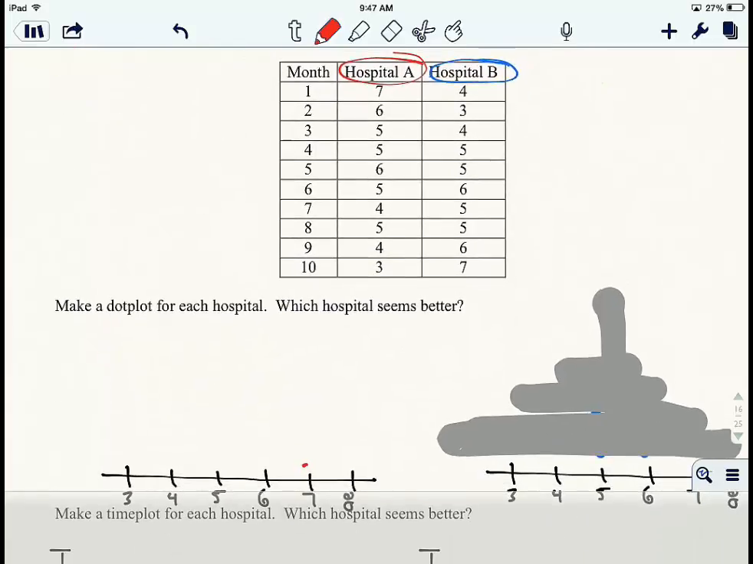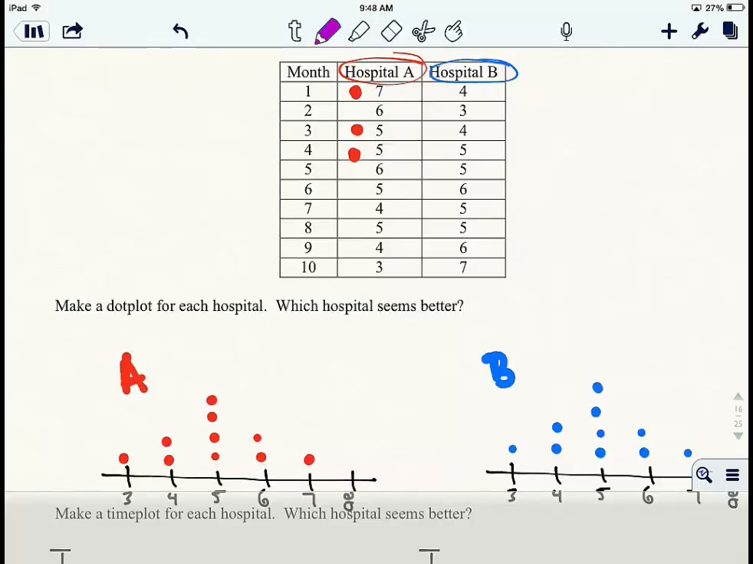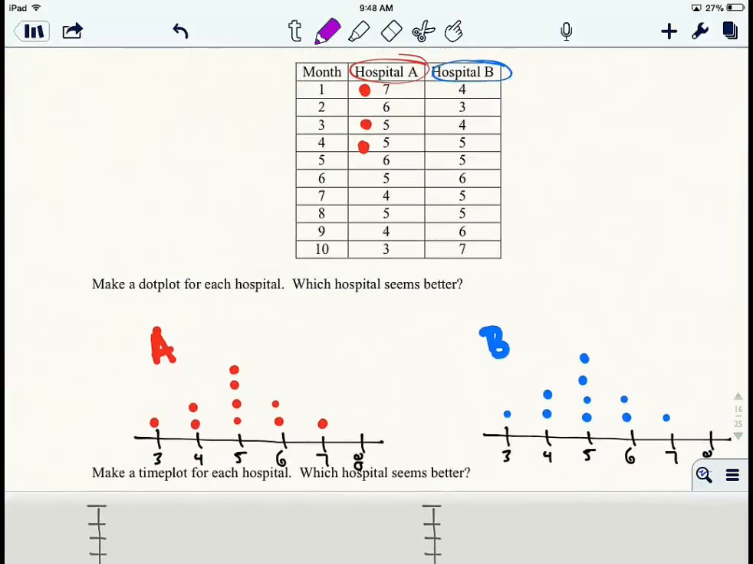So for Hospital A, in month 1 or January, they had 7 deaths. In month 2 or February, they had 6. In month 3, they had 5. In month 4, they had 5. Go ahead and pause the video and fill in both dot plots. If you do that, I think you'll notice it appears, if I ask which hospital is better, that they're the same. They have the same distribution of death.